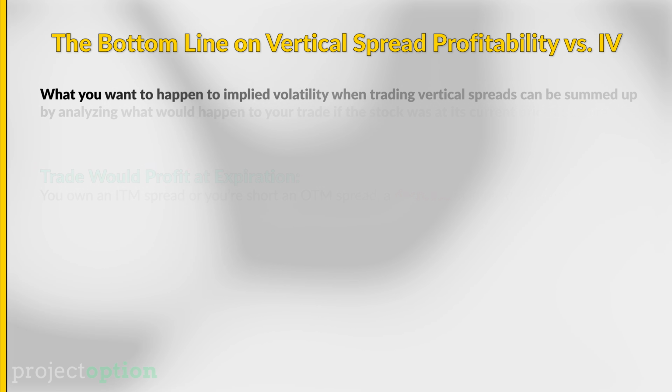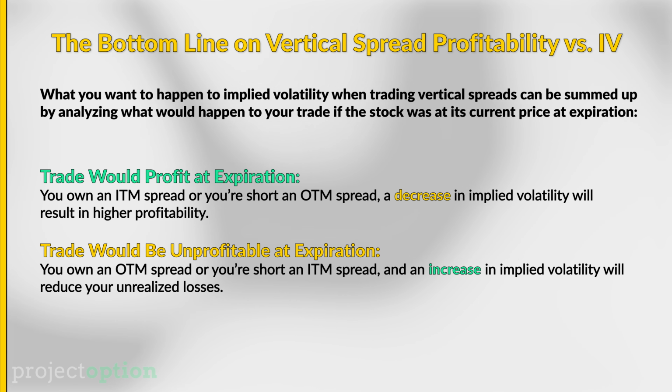So I know this is a lot and it's a little more complicated than the simple examples that we talked about earlier, but it is a critical thing to understand because it doesn't matter if you are shorting a vertical spread or if you are purchasing a vertical spread. If the stock price is moving in favor of your vertical spread, meaning that your call spread that you purchased is in the money or the put spread that you've shorted is out of the money, you want implied volatility to decrease 100% of the time.